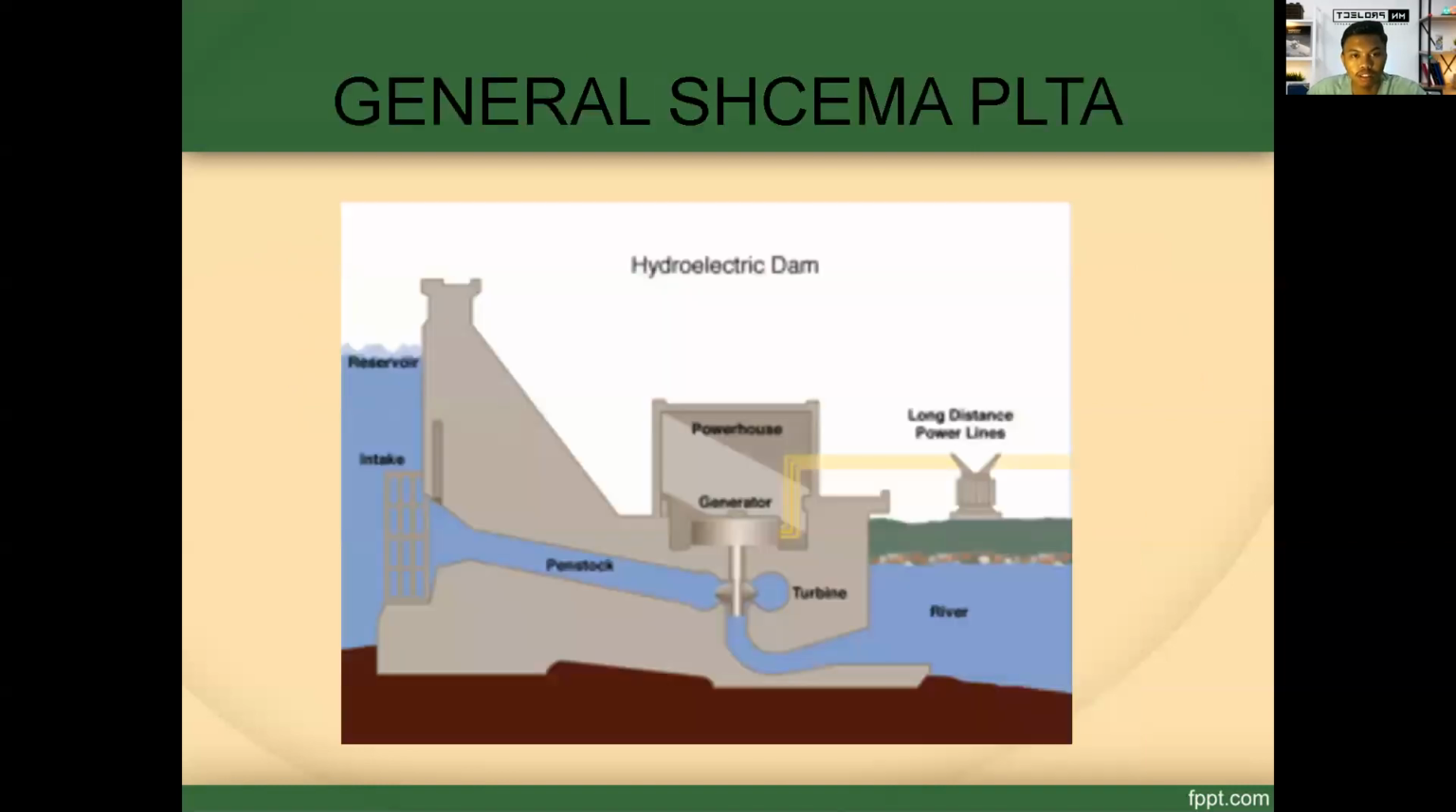Next is the general schema of PLTA. The power capacity produced by hydropower plants worldwide is around 675 megawatt, equivalent to 3.6 billion barrels of oil, or equal to 15% of the world's electricity needs, used by more than 1 billion people.